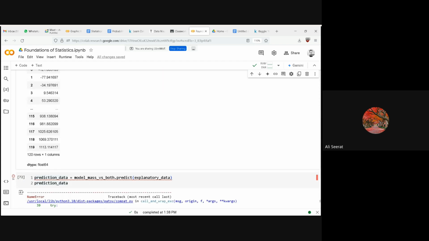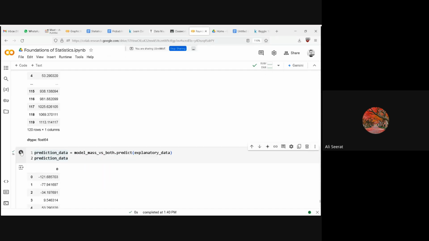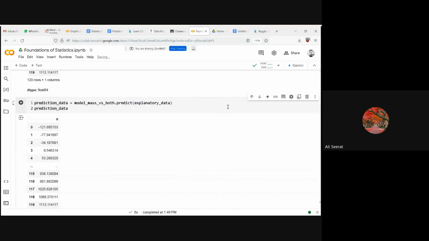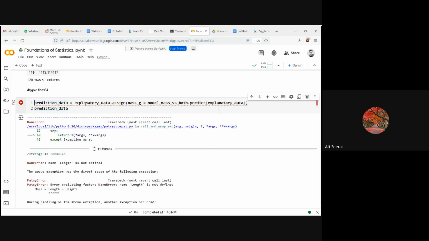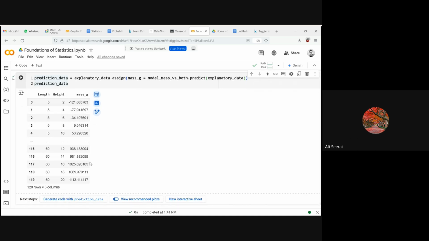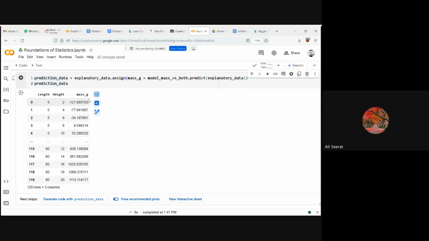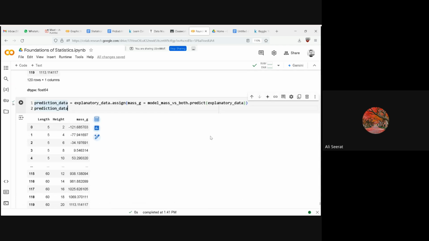So it's also the same thing, yeah? Yeah, it's the same thing. Just remove this one. And maybe this one is required. Yeah, so this is a new data set, a new data frame. So we put everything together: length, height, and then the mass. Look at the mass, which is sometimes negative, and why it's negative sometimes.